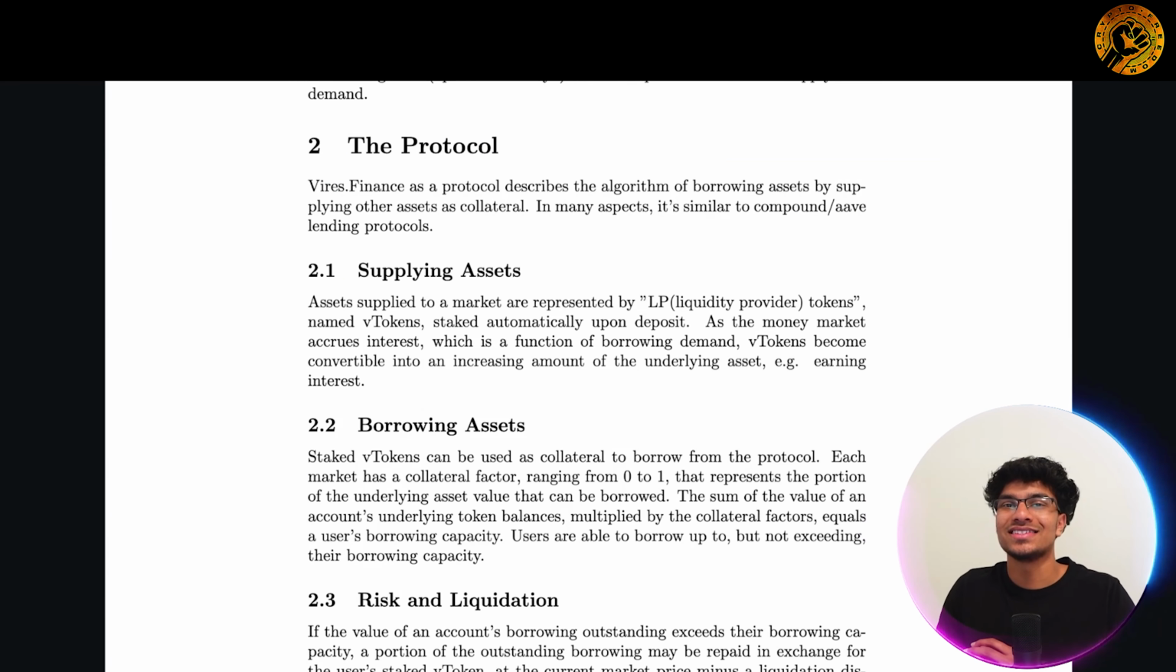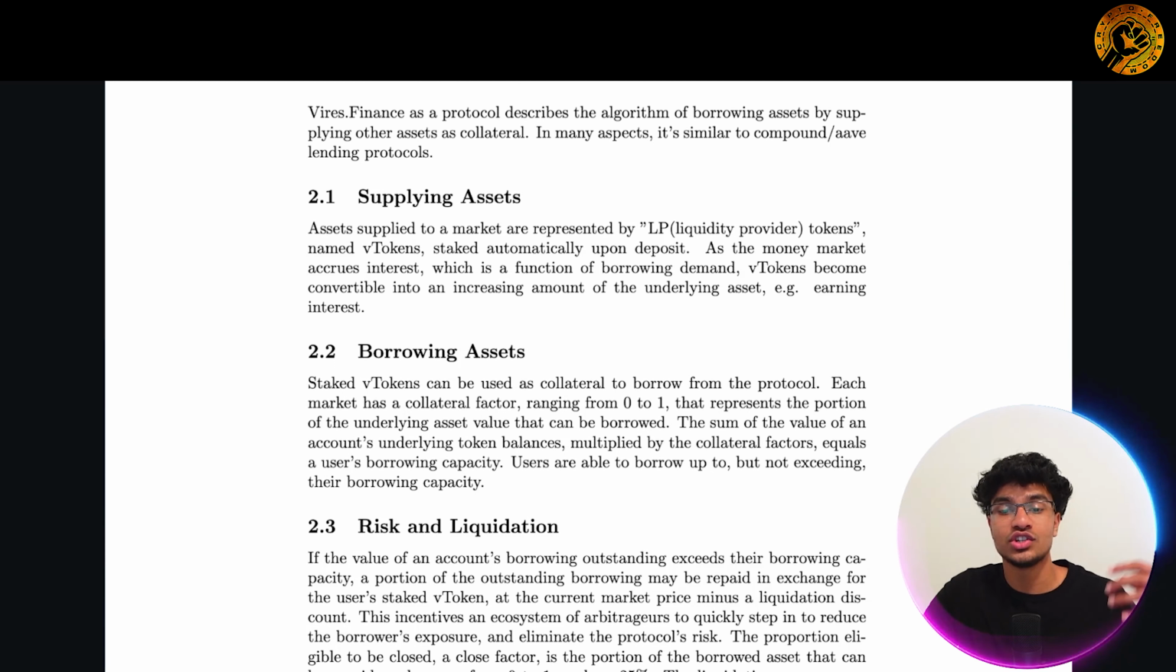Vires Finance as a protocol describes the algorithm of borrowing assets by supplying other assets as collateral. In many aspects, it's similar to Compound and Aave lending protocols. Assets supplied to a market are represented by a liquidity provider token named V token. These are staked automatically upon deposit.